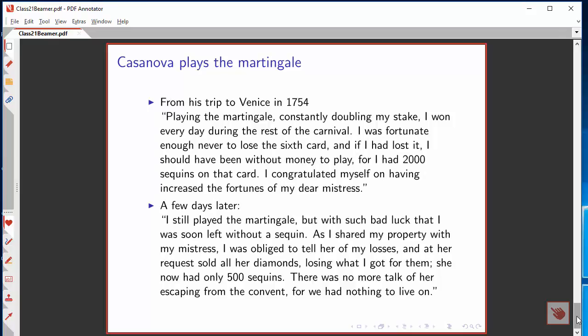Presumably Casanova just went off and found another mistress, but he will figure prominently in some of our casino gambling scenarios in the group problems.